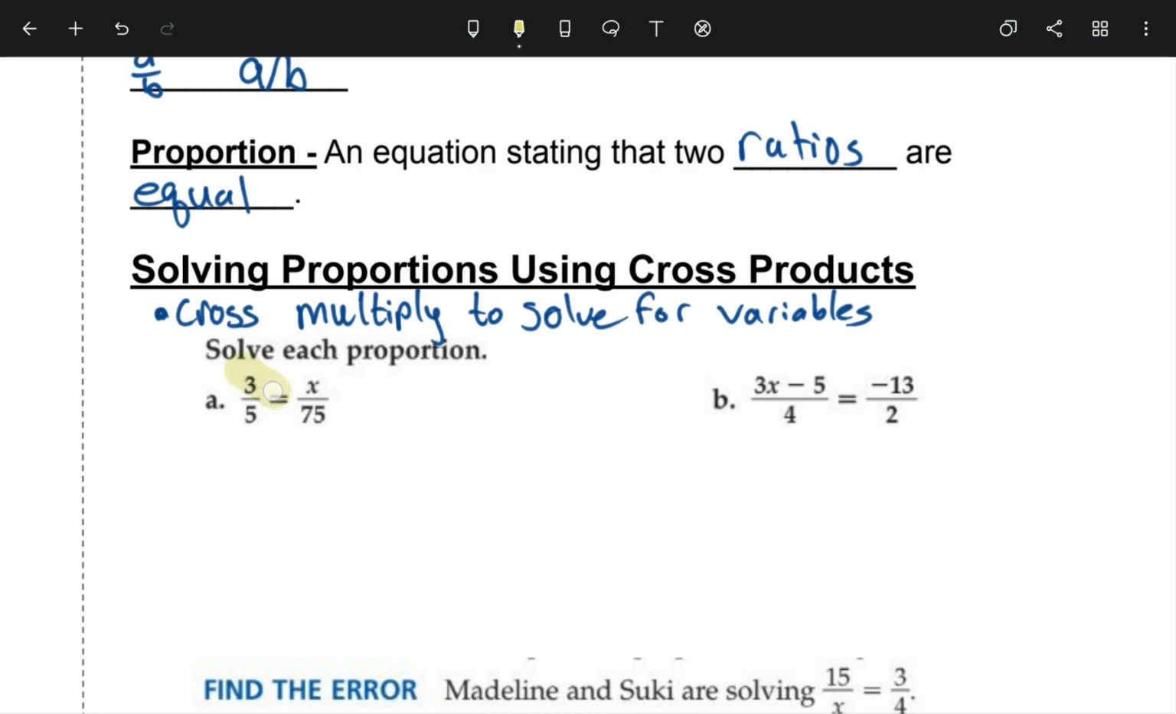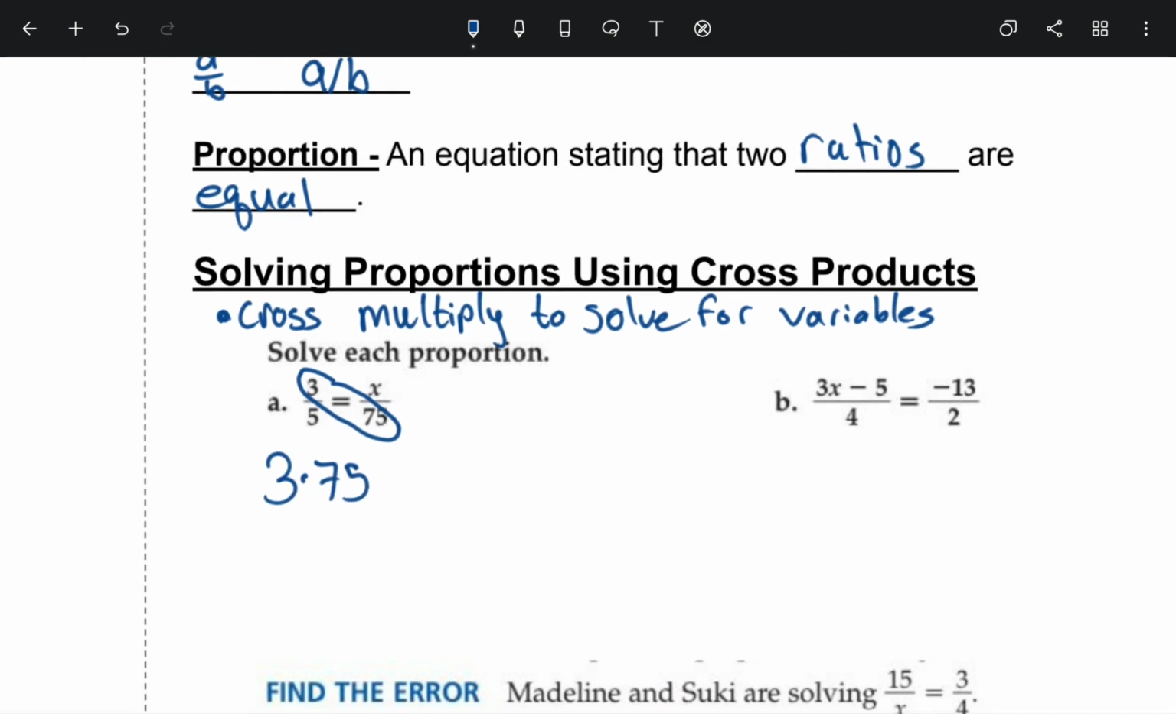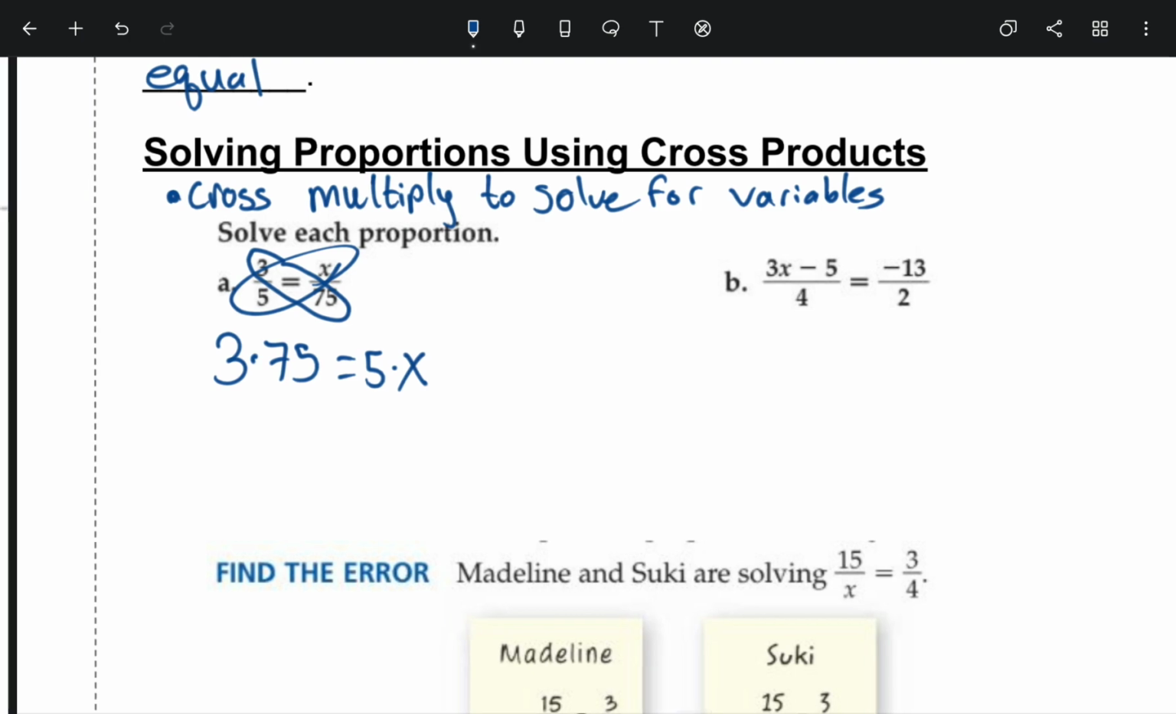If we see here, we have 3 over 5 equals x over 75. Now let's cross multiply. So we're going to do 3 times 75 equals x times 5, or 5 times x, either or. Now multiply, so 3 times 75 is 225, and 5 times x is 5x. Now divide both sides by 5, we get 45 equals x, and we are done.